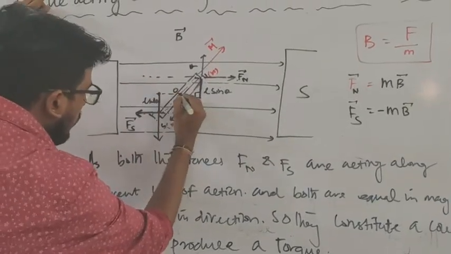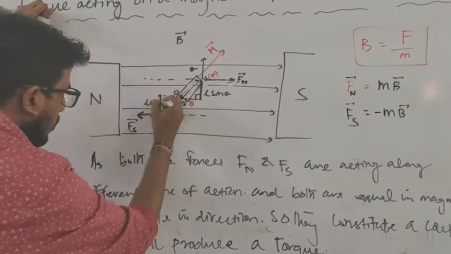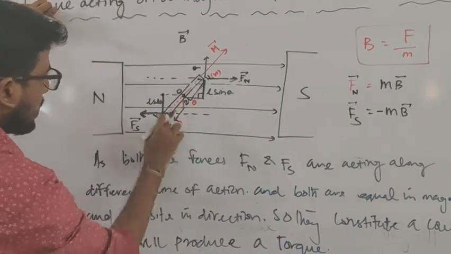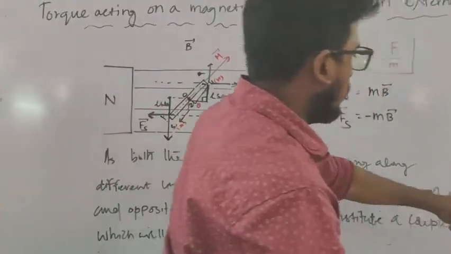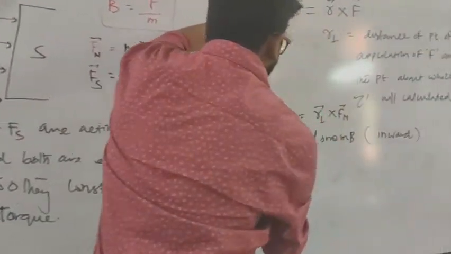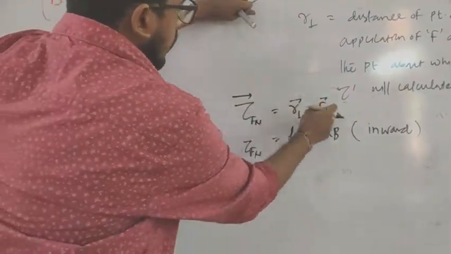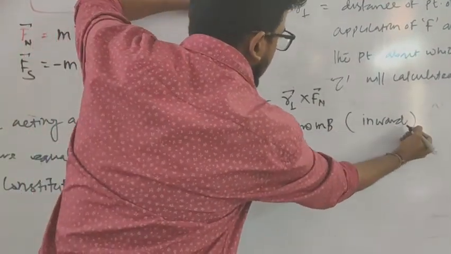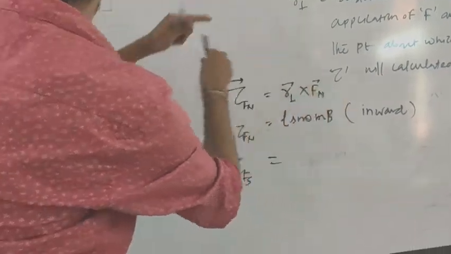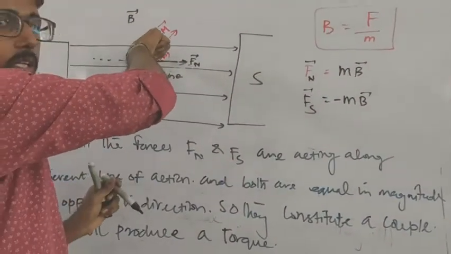Here we want to calculate the torque about O. The perpendicular distance direction will be like this, which is again L sin theta, and the force acts along this direction. So tau due to Fn, this is the vector term for the torque due to force Fn, and this is the magnitude, which will be L sin theta times Mv, and the direction will be inward. And R cross F shows the direction inward.